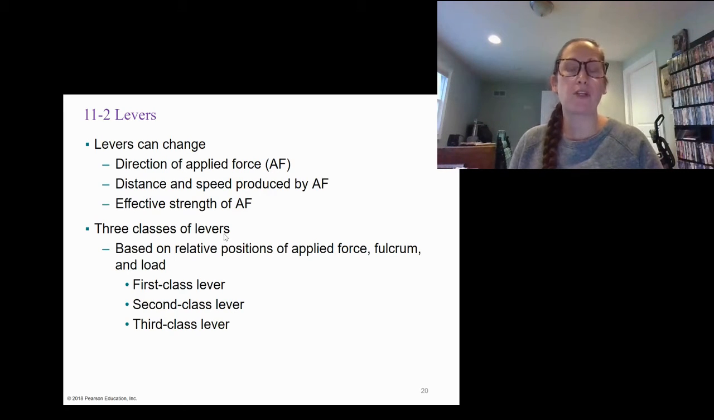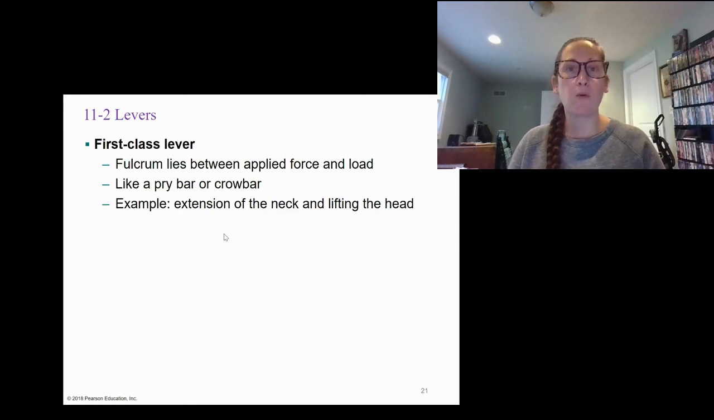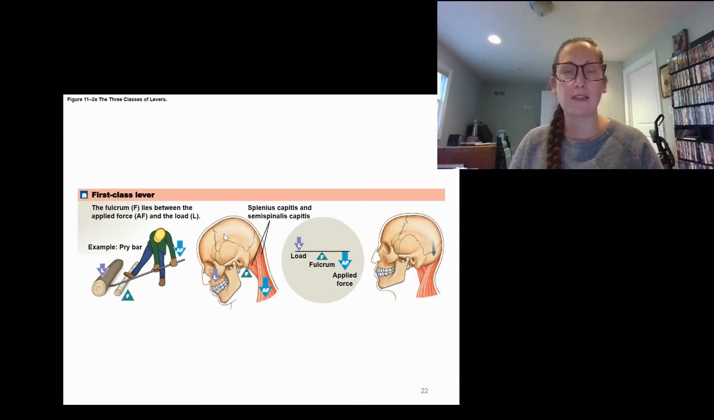Three different classes of levers are how we divide up where that fulcrum, where that load, and where that applied force is located. They are divided into first, second, and third class, okay? And while I'm going to show you first and second, the most common type is actually third class. So we're going to spend a little bit more time on that.